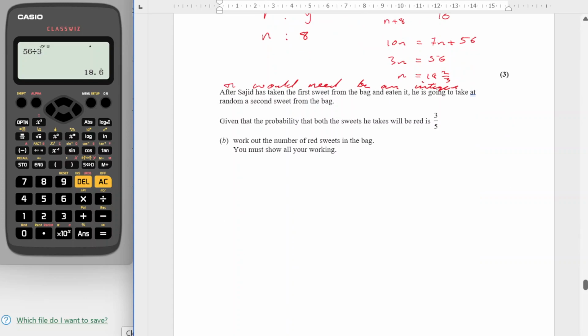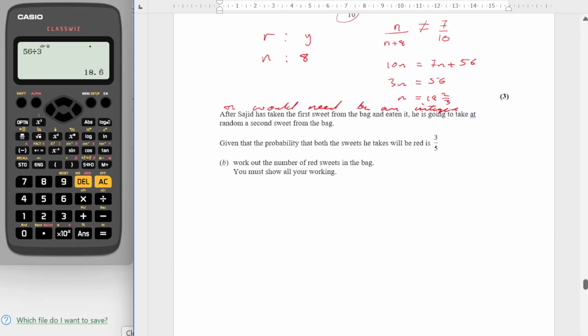Second part, after Saeed takes the first sweet from the bag and eats it, he is going to take at random a second sweet from the bag. Given that the probability that both the sweets he takes will be red is 3/5, work out the number of red sweets in the bag. So we've already done part of that.